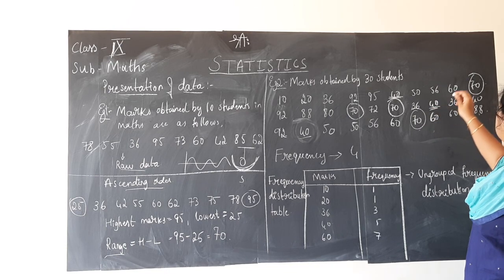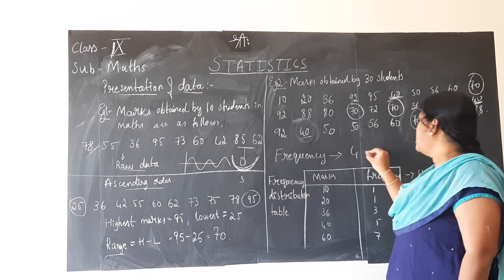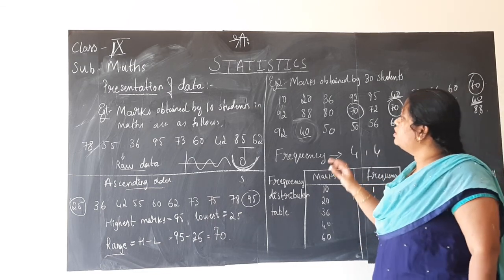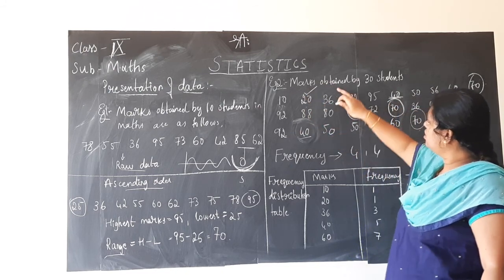Again I got the third student with 40 marks. Again the fourth student with 40 marks. So again the frequency of 40 is also 4. Now I will check with marks 20. I will tick now. 20, I got one.